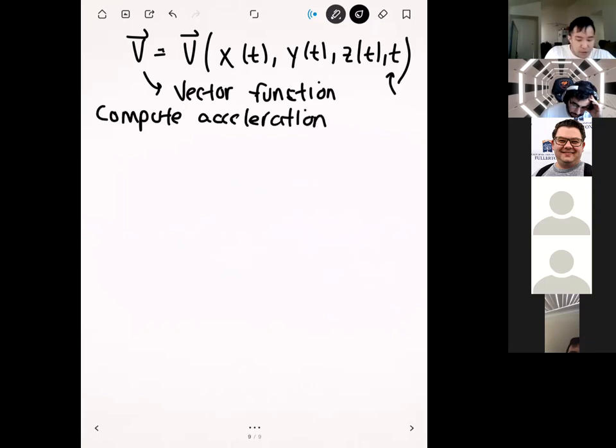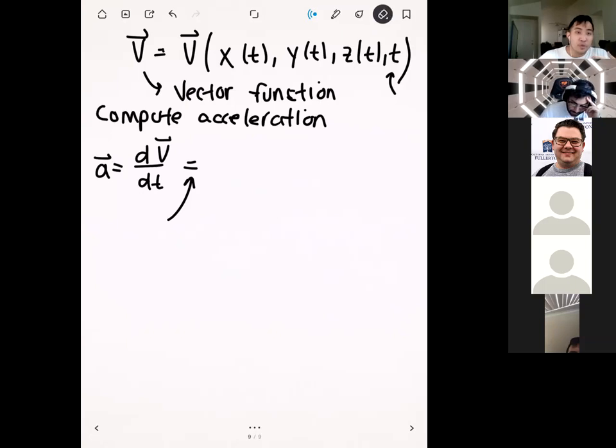Okay. And so to compute the acceleration, we know that we just take the derivative of the velocity with respect to time. And so if you remember from multivariate calculus, if we want to take the derivative of a function where its independent variables themselves depend on something, then we have to use a very special rule called the chain rule.